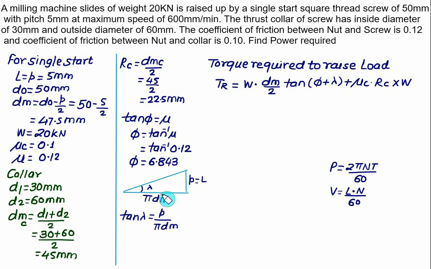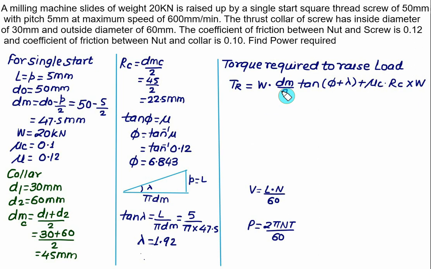Then we require the value of lambda. In this right angle triangle, we can find the value of lambda by taking tan. So tan of lambda is lead divided by pi dm. The pitch is the same as lead, and lead is equal to 5. So we have 5 divided by pi into the mean diameter 47.5. Substitute this and find the value of lambda. So we have lambda equal to 1.92.